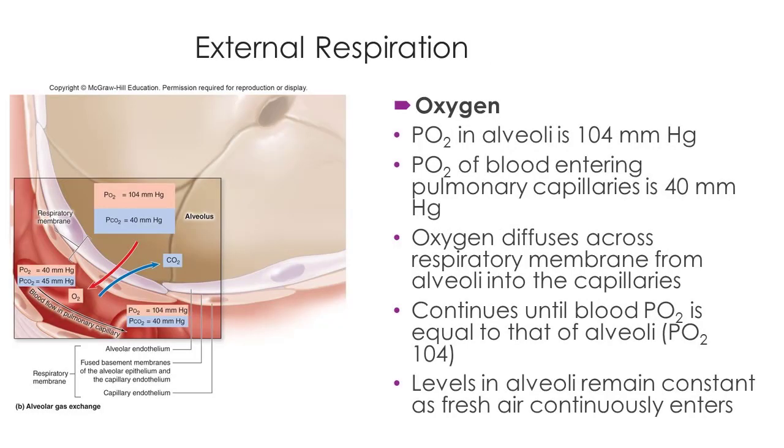So, external respiration. Here we've got that picture again. We've got our alveolus, we've got our blood. Now we're adding numbers to get a better idea of how this movement happens. If we look at the partial pressure of oxygen in the alveoli, of that 759 or 760 millimeters of mercury, we're going to say about 104 or 105 is attributed to oxygen.